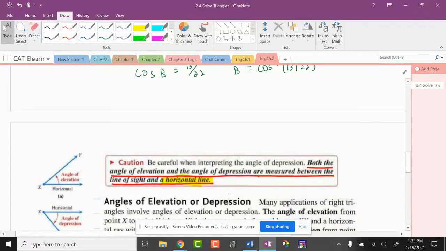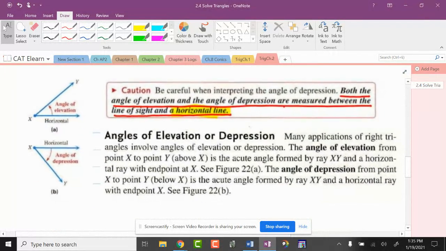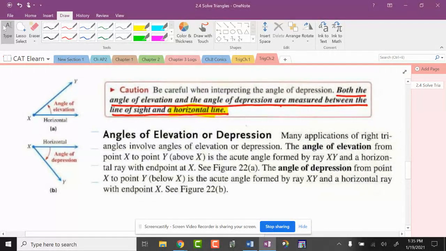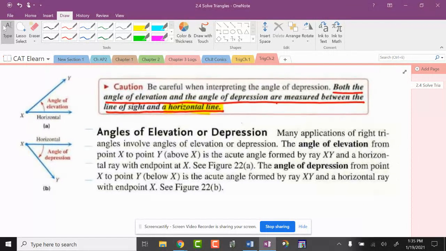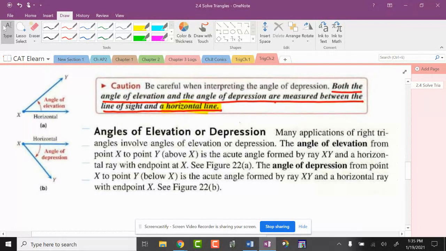This is review again. Okay, maybe on that Wednesday I ran short because Wednesday is a short day, but I told my students to watch the remaining part of the video for angle of elevation and depression. I used some CAT notes to describe it. But also, and this is what's big, be careful when interpreting the angle of depression. Even the book knows this is the big problem.